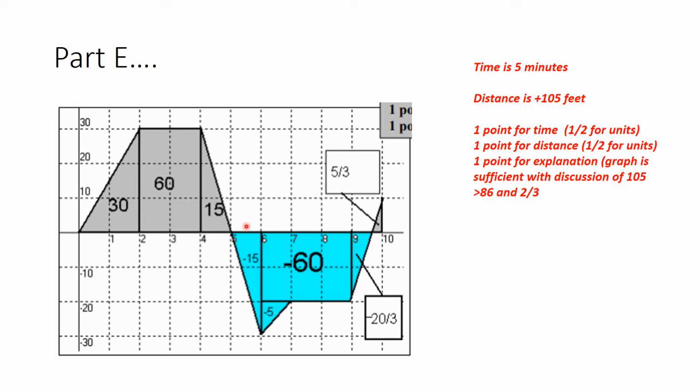So you see that in the positive direction you went 105. In the negative direction you went, I think this is 86 2/3. And so what happens is that the furthest you were ever away was plus 105, and that was at time t equal 5 minutes. So give yourself 1 point for the time, 1 point for the distance, and deduct a half point if you didn't get the units right, and 1 point for an explanation, talking about positives and negatives, areas under the curve, and the fact that 105 was bigger than 86 2/3.